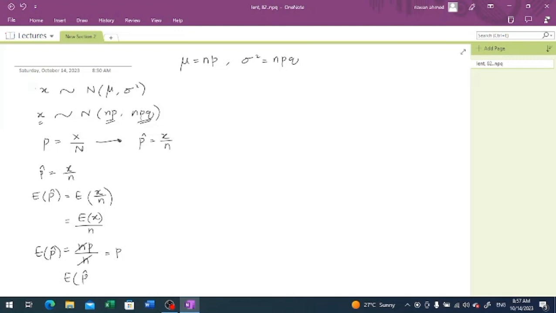What is p hat? Sample statistic. What is p? The corresponding population parameter. So we can say that the expected value of p cap is equal to the corresponding population parameter p.